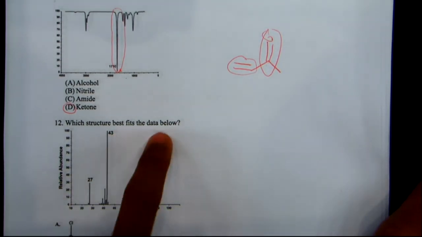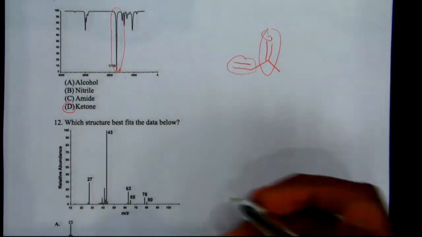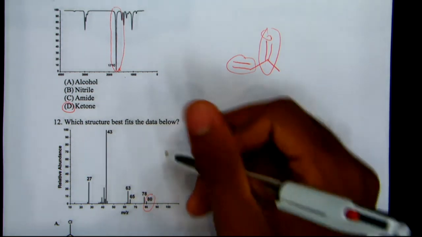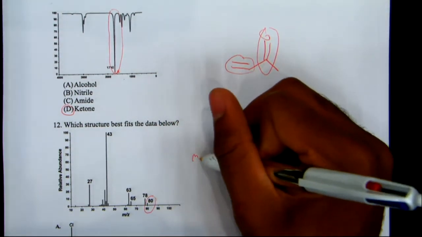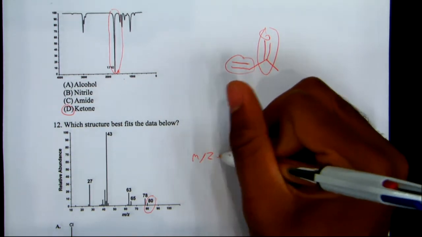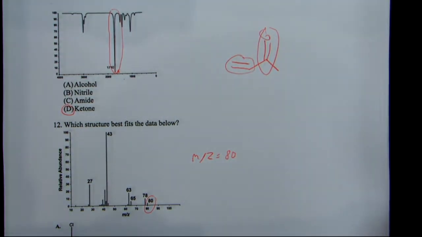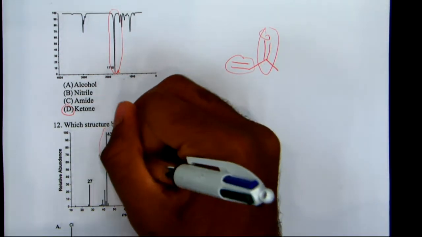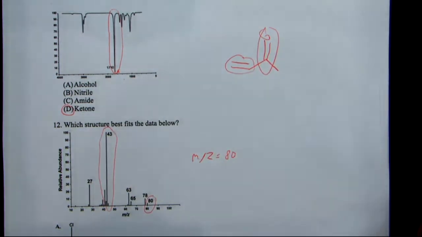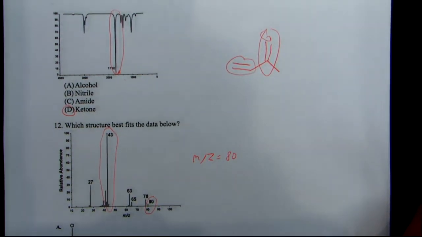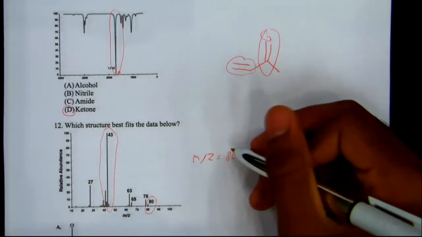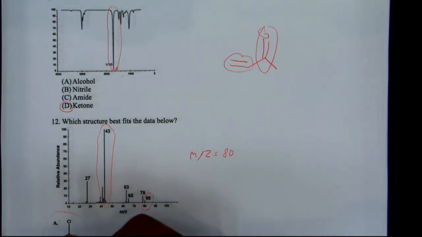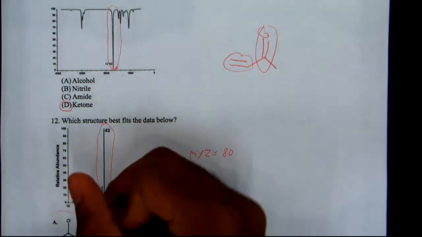Which structure best fits the data below? So this is really simple. This right here is the molecular ion, so it's telling us the m/z value would equal 80. But then you look for your highest peak, which is your base peak, to see what's going to fragment off. So, looking at all of these three, you check the weight of all of these.